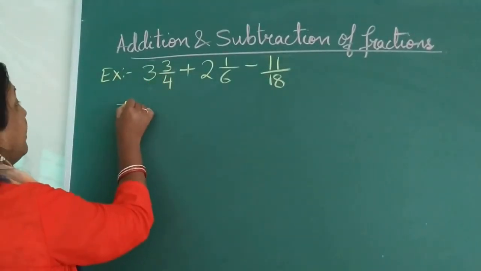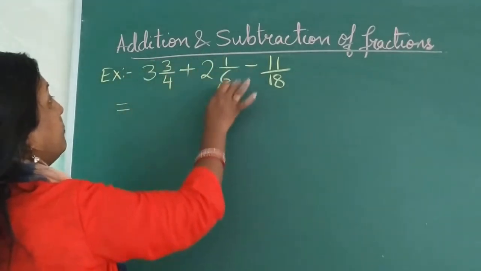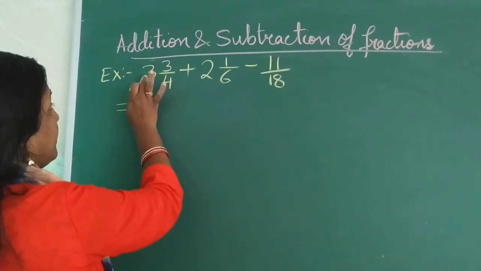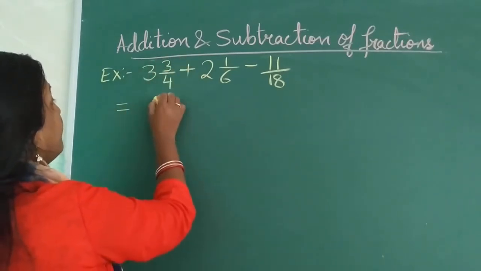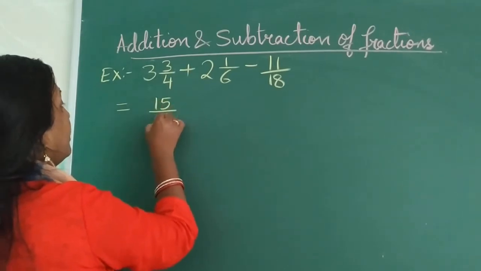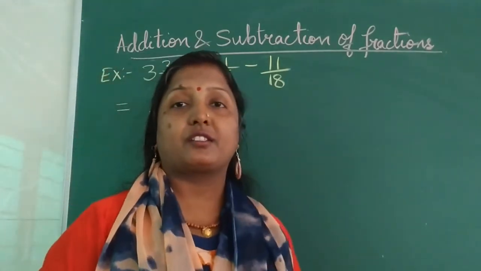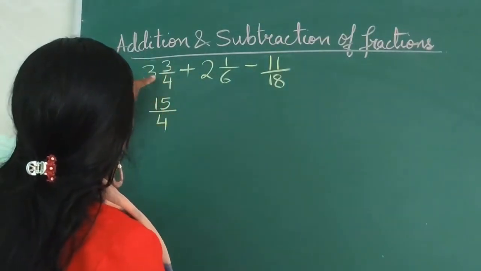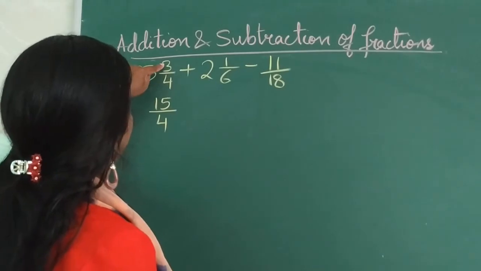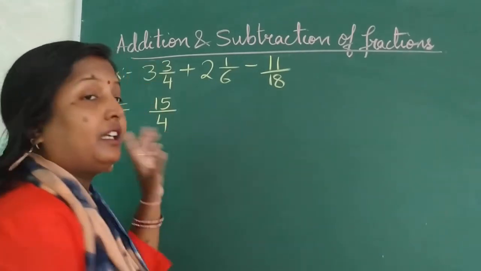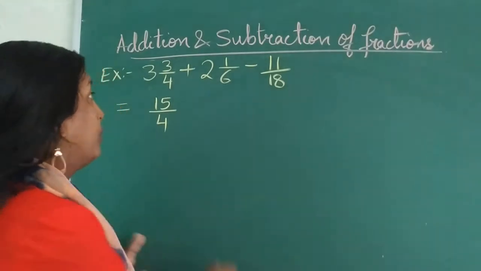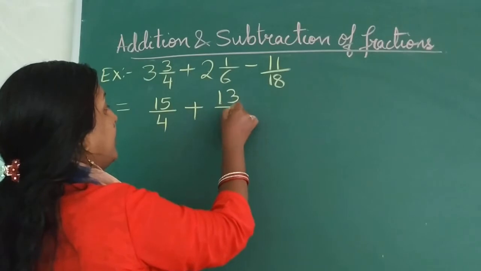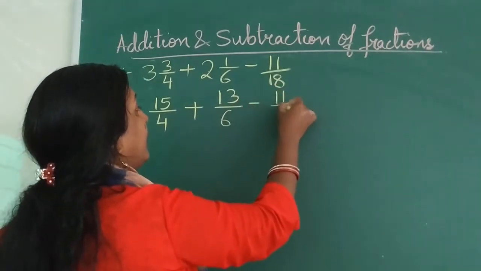So the first step here will be to convert all the mixed fractions into improper fractions. So what was the method? We have to multiply: 4 3s are 12, 12 plus 3, 15. You can do this orally even, and I really expect class 6 children to do this orally. So I am repeating again. We multiply 3 into 4, 12, 12 plus 3, 15, 15 by 4, the denominator does not change, it remains 4. The same here, 2 6s are 12, 12 plus 1, 13 by 6 minus 11 by 18.